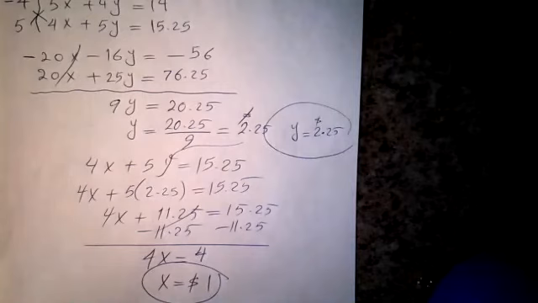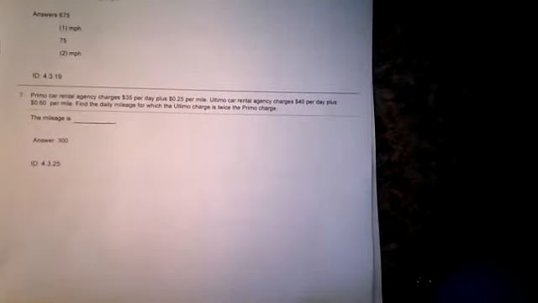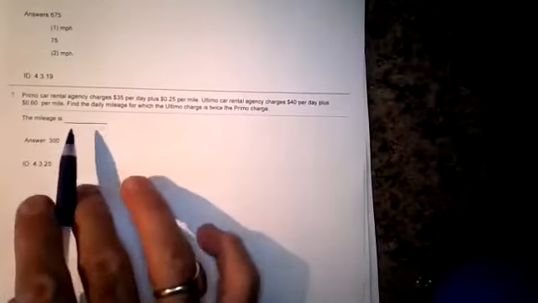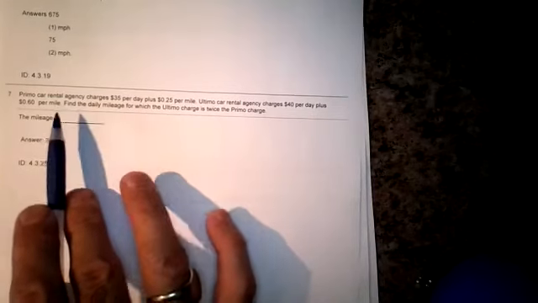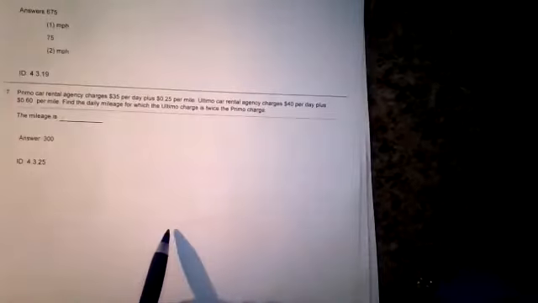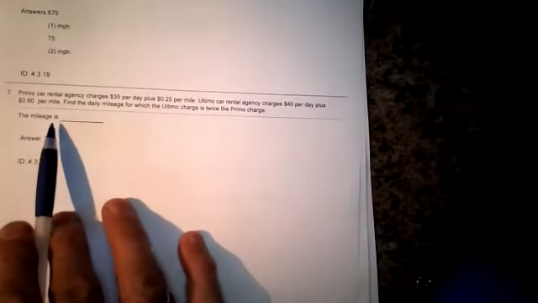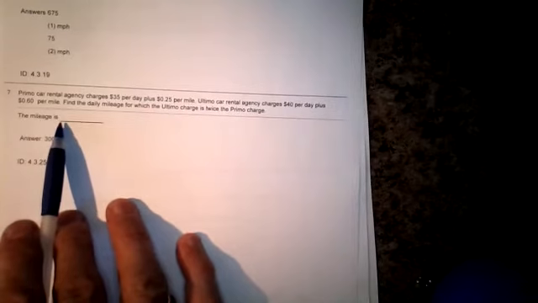Now we go to the last one here. This is an interesting problem, number 7. I skip number 6 because it's very similar to the rate change. This one is 2 different agencies, Primo Car Rental Agency and Ultimo Car Rental Agency. What is unknown is mileage, how many miles we travel.